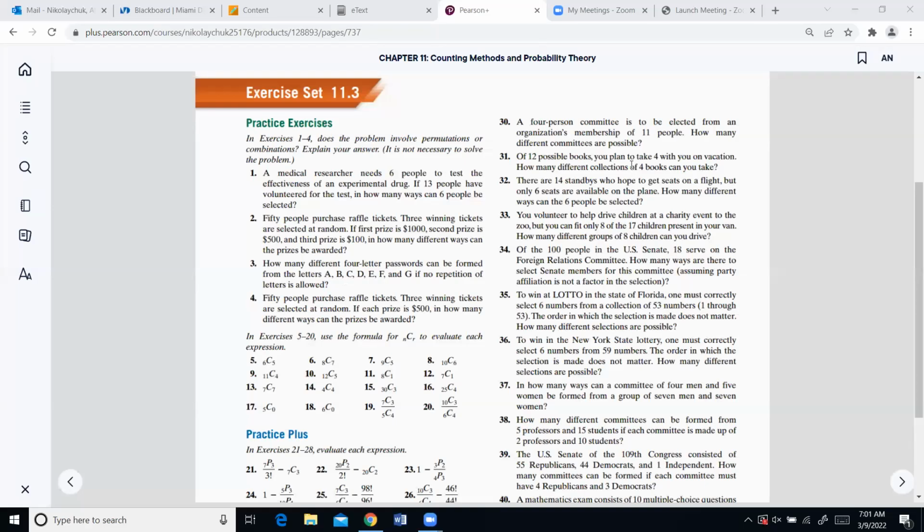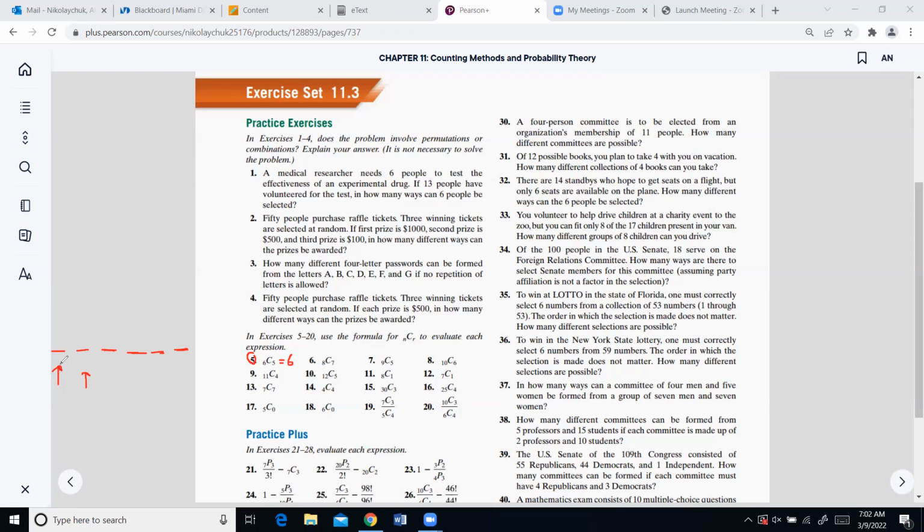Exercise number 5 says get combinations, choose 5 out of 6. So you could just do this without any calculator because we have 6 pieces. You could choose either the first one, or the second one, or third, or fourth, or fifth, or sixth. So there are actually 6 choices.